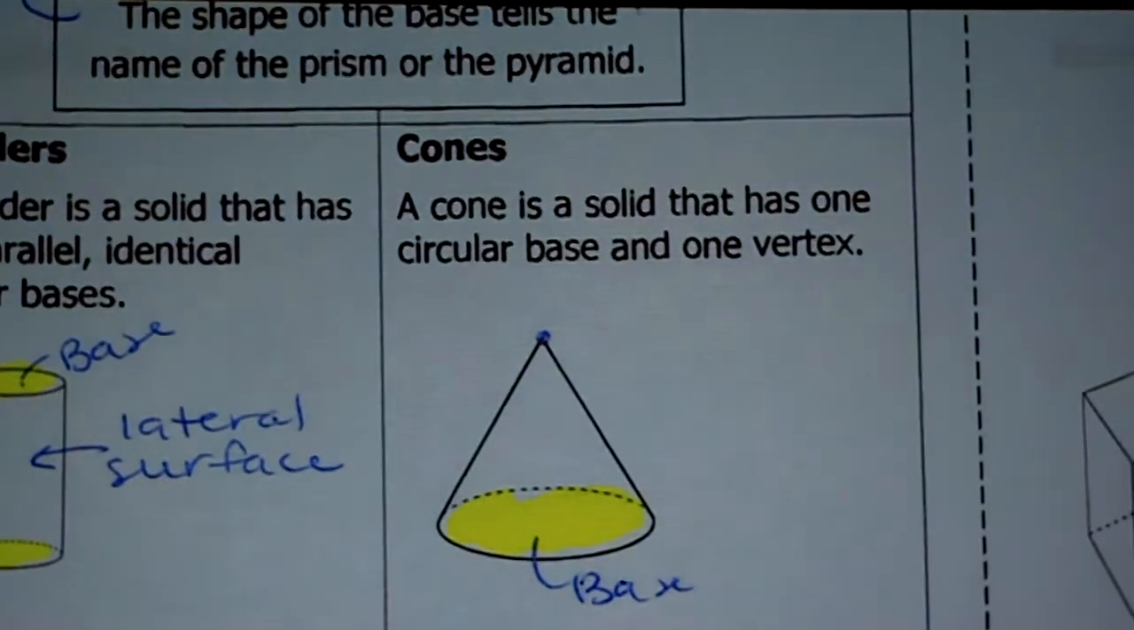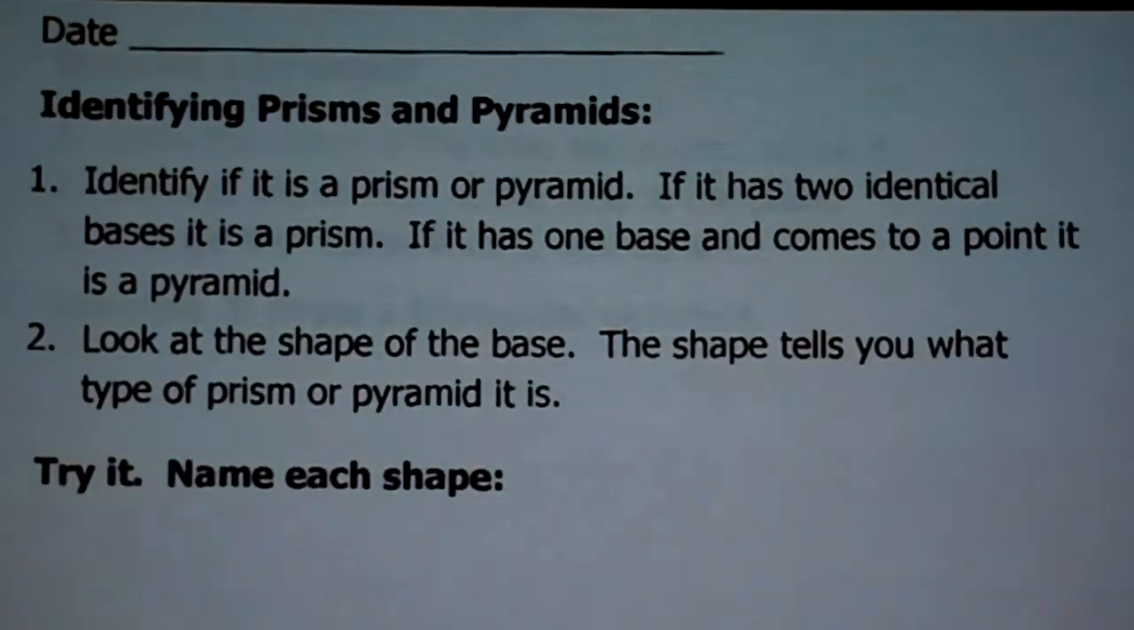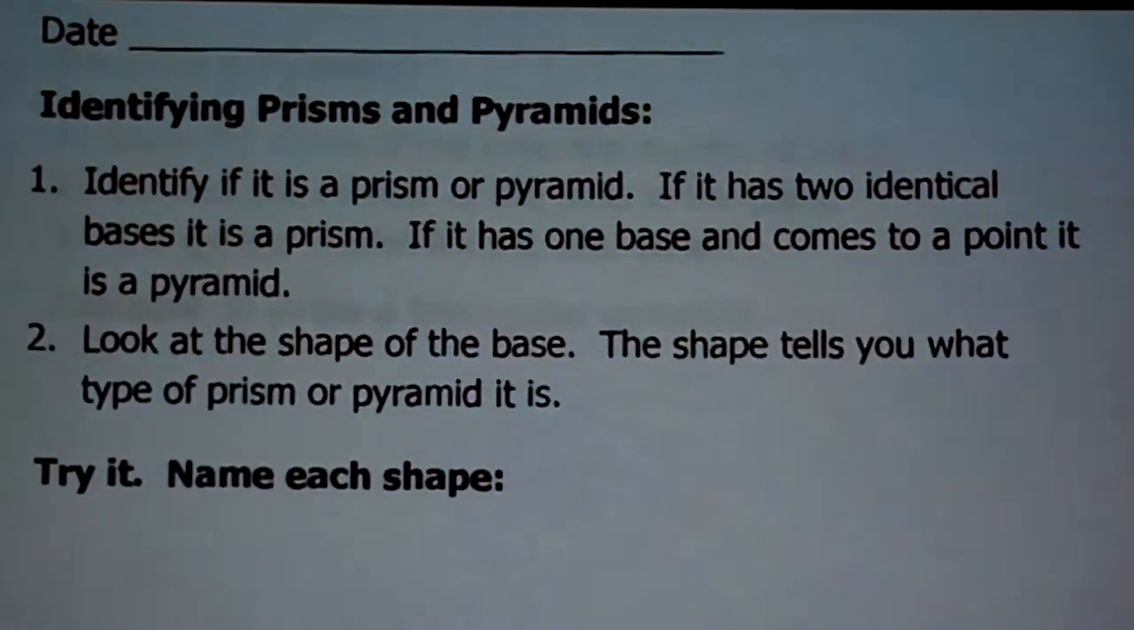Okay, so here's what I want you to be able to do first. Look to the opposite side here. I want you to be able to identify whether it's a prism or a pyramid, and then tell me what kind it is. And remember, the base is what names it. So take a look. How do we do this? Number one, you're going to see if it's a prism or a pyramid. If it has two identical bases, that makes it a prism. So if the top and the bottom are the same, it's a prism. If it has one base and it comes to a point, it's a pyramid. So that's step one. Step two, we just need to look at the base, and that's going to tell you what type of prism or pyramid it is.